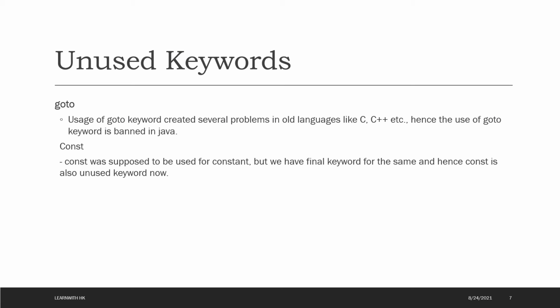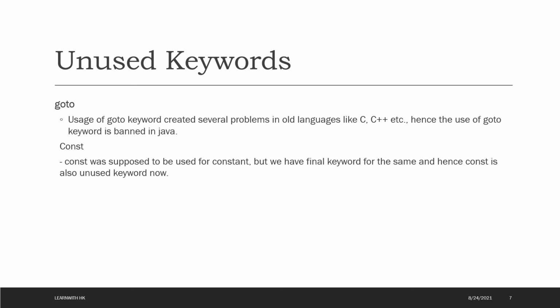So let's understand why we have those unused keywords. Goto. If you have studied C or C++ language, we used to have the goto keyword in that. The goto keyword itself created so many problems in old languages like C and C++, and that's the reason this keyword is banned in Java. So you cannot actively use the goto keyword in Java nowadays, but it's still a keyword and you cannot use it as an identifier, as we learned in the first tutorial.